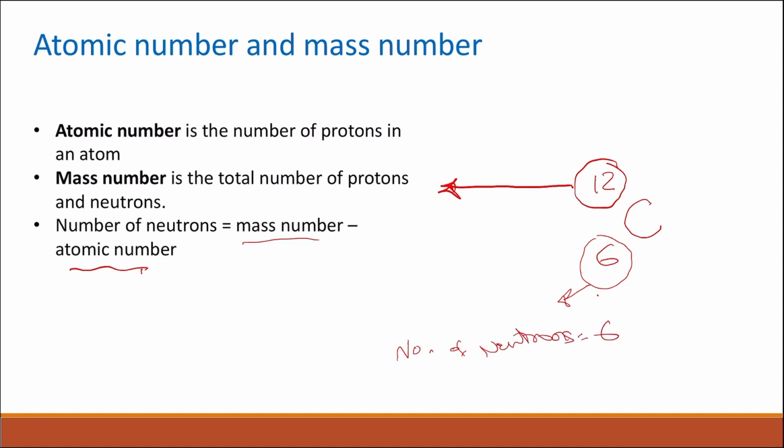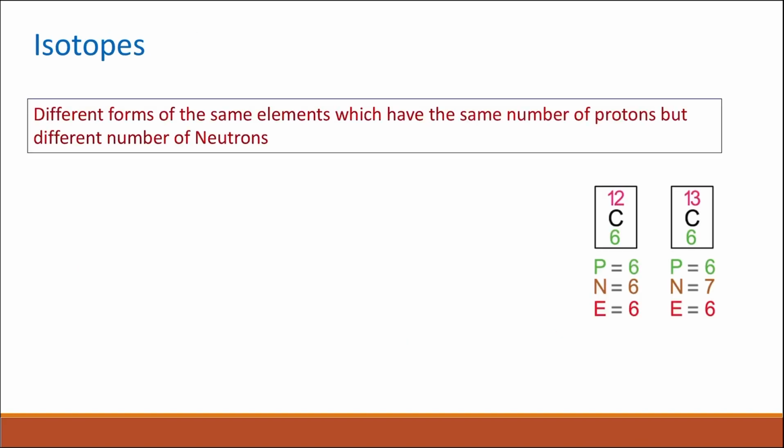So for carbon, there are 6 protons, 6 electrons, and 6 neutrons. So there's something called isotopes. Isotopes are different forms of the same element which have the same number of protons, but they have a different number of neutrons.